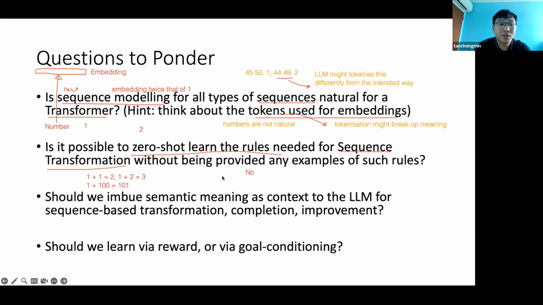You have to ground it somehow, especially for stuff that is out of distribution. If rules are out of the training distribution, very likely you need to provide rules in the context. If not, you have to do fine-tuning on your new distribution. So I would say no, it's not possible to zero-shot learn the rules without being provided with any examples.